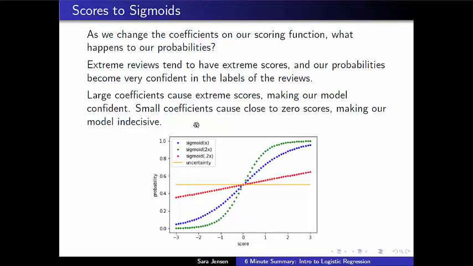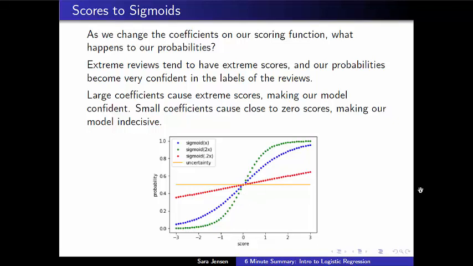On the contrary, putting very small coefficients on our scoring function is going to give us scores that are very close to 0. And when you're very close to 0, the probability that you have of being a positive or a negative review is just barely above or barely below 1/2, like a coin flip. And so we aren't feeling very confident at all when our scores are very close to 0.